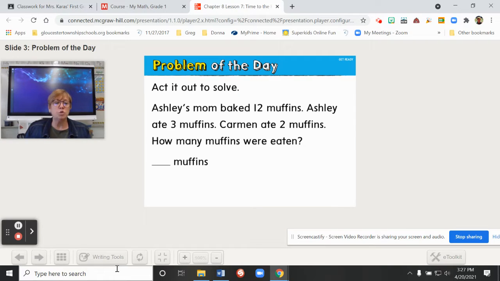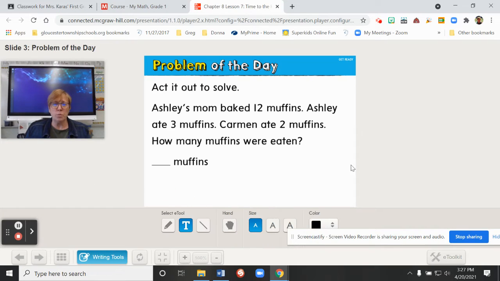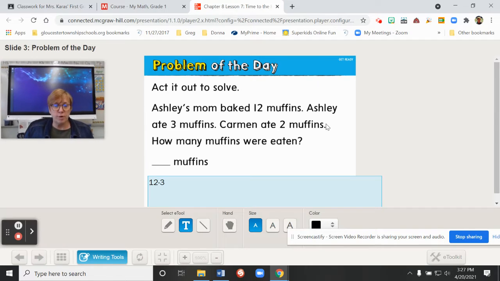So we know that there were 12 muffins, okay? So we will start with a math sentence first. All right, so there were 12 muffins, okay? And we know that Ashley ate 3. So we could subtract 3. And then we know that Carmen ate 2. So we could subtract 2. And then we need to know what our answer is.